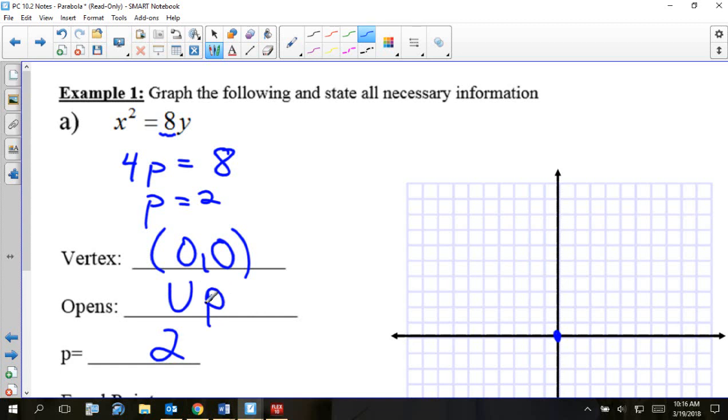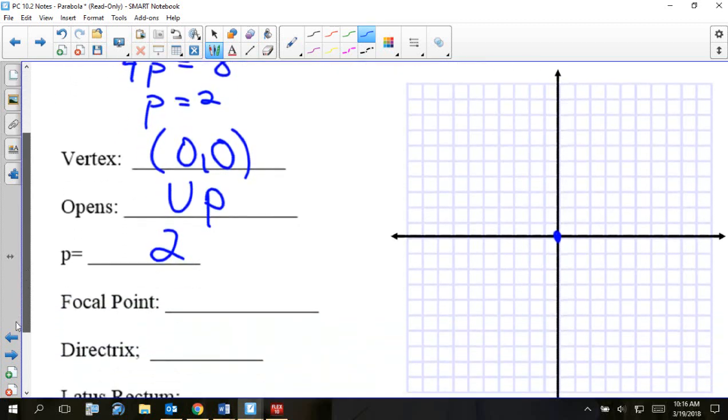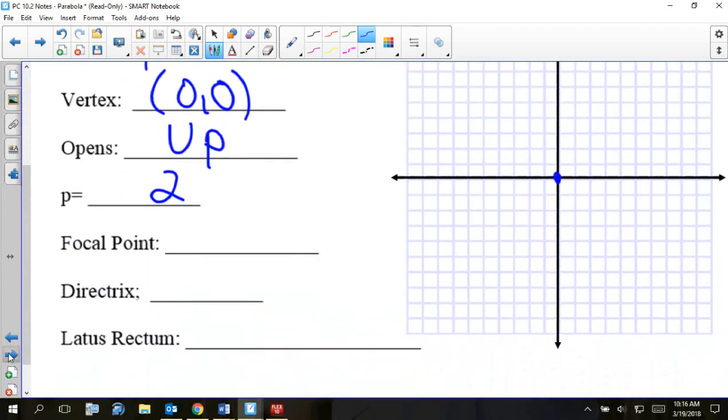So you have that first information, and you want to start thinking about that when you use P to find all the rest of the information. We know it opens up, so the focus point is going to be up from the vertex. So the focus point is P units up in the direction that it opens. So to my vertex, I'm going to add P, which is 2, to the y value because it goes up. So I'll have 0, 2 as my focus point, focal point.